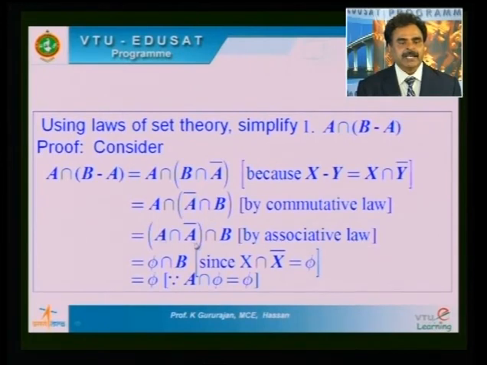Now, what is the common element between A and A complement? Nothing. There is no element common to A and its complement. A intersection A complement is always an empty set, that is, the null set. The null set intersection B, any element common to the null set and B, is always null. So if I simplify A intersection (B minus A), it comes out to be the empty set. Here I used only the laws. Maybe you can even try to construct the membership table or a Venn diagram for this, and you will end up with a null set. I leave constructing the membership table as an exercise.